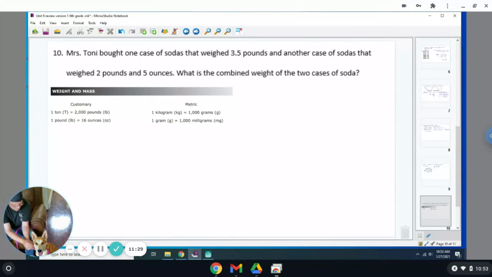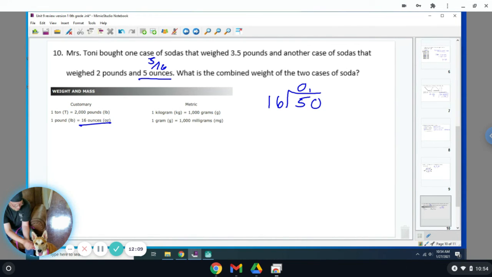All right, number 10. Miss Tony bought one case of sodas that weighed 3.5 pounds and another case of sodas that weighed 2 pounds and 5 ounces. What is the combined weight of 2 cases of soda? Okay, so 5 ounces does not mean that's half of a pound, because 16 ounces is a whole pound. So that's 5 sixteenths. Okay, that's 5 out of 16 whole. So what we're going to do is divide 16 into 5 to find the decimal form of that.